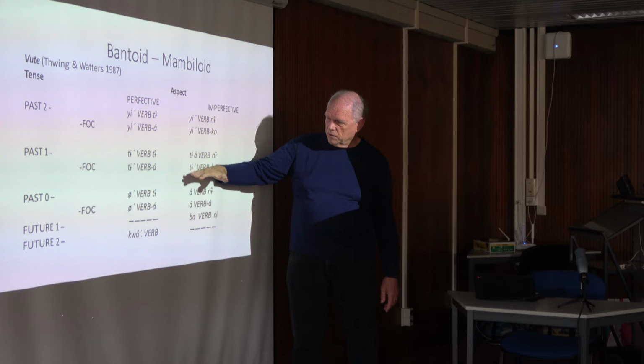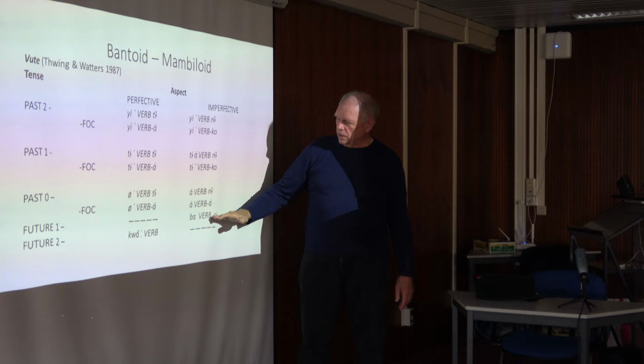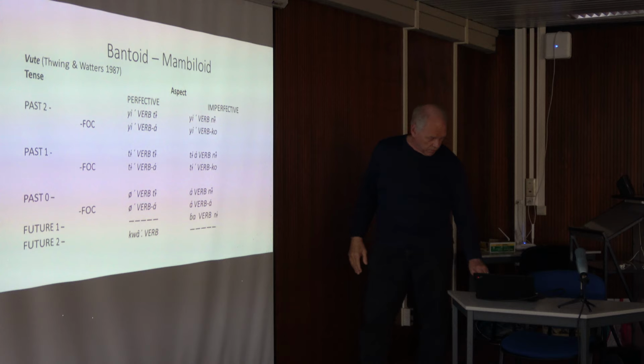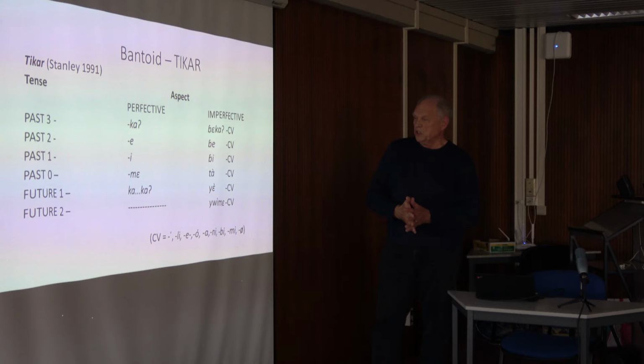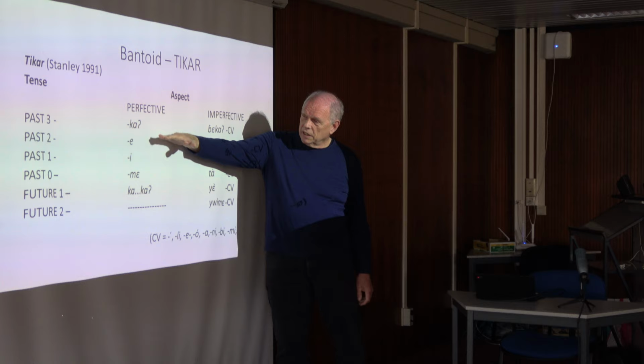And then to Tikar, Avute, they have these tenses again, the past tense. Coming down to the future, they have a future one that basically is imperfective. This future two is basically perfective, and that's the only place I've seen that kind of a combination, but it's obviously a piece of work still. And then Stanley with TCAR, you have your past tenses again, three of them here, and you have a future too that basically just uses the imperfective.